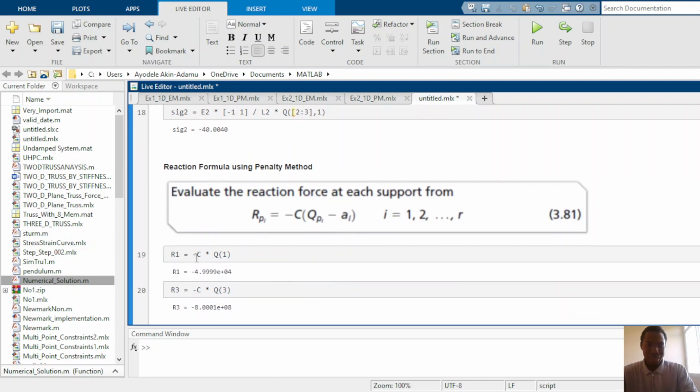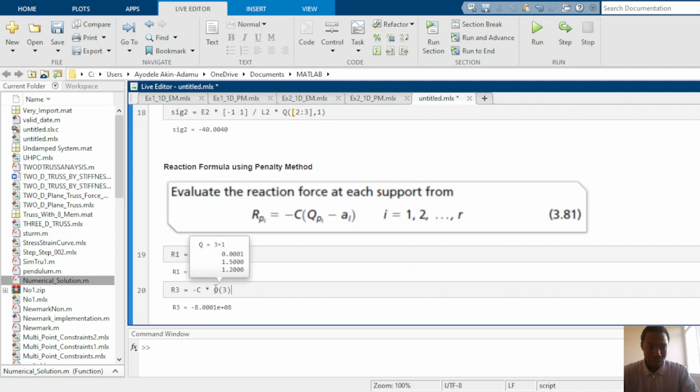So R1, as I said, is minus C multiplied by the displacement at node 1. Our A for node 1 is 0. So that's why we're using this Matlab line of code in this manner. Once I run this, we get minus 4.9999 times 10 raised to power 5, which is very close to 50,000 Newton, which is what we have in our manual calculation.